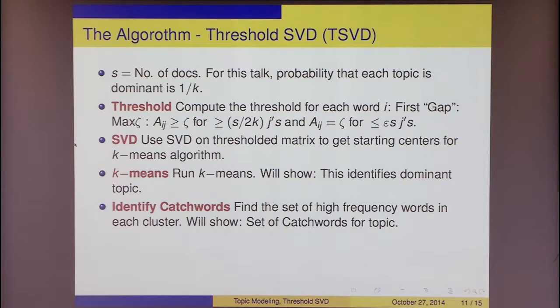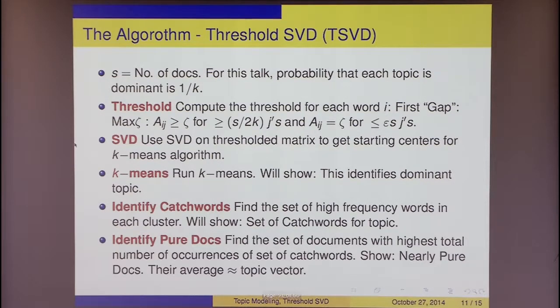We're not done yet. Then we identify catchwords for each topic, which are the set of high frequency words in each cluster, and this we will have to prove is a set of catchwords. Once you've identified catchwords, you finally get to your aim of identifying things near the corners, pure documents. Those would be the set of documents with the highest total number of occurrences of catchwords. We'll show that they are nearly pure documents, and therefore their average will be close to the topic vector, because they are the ones near the corners.